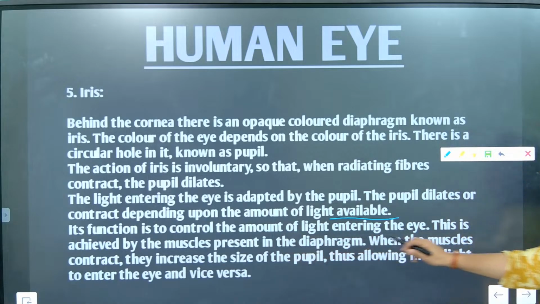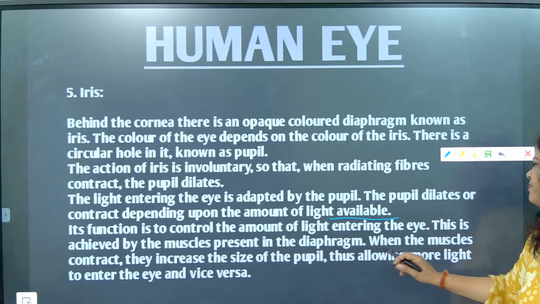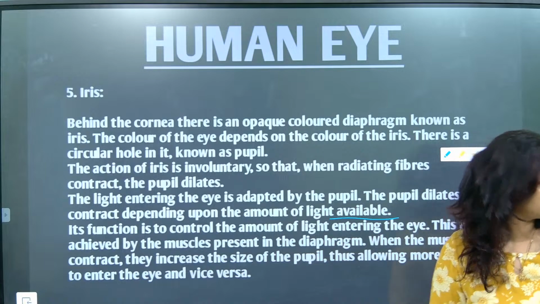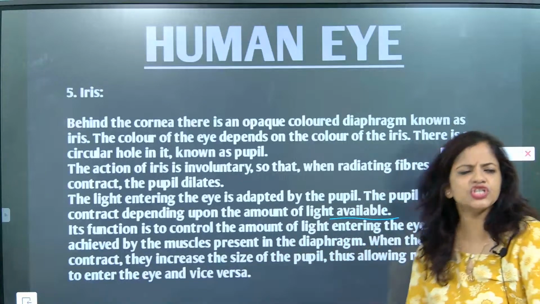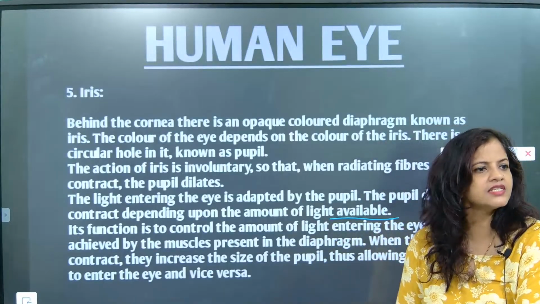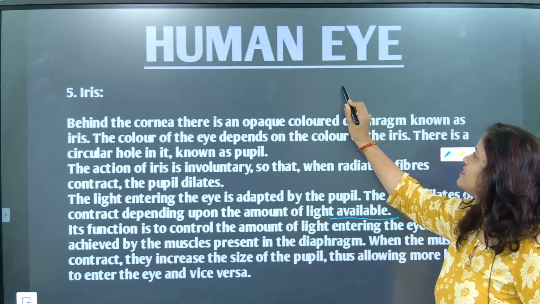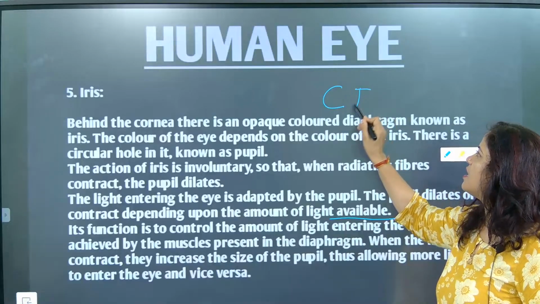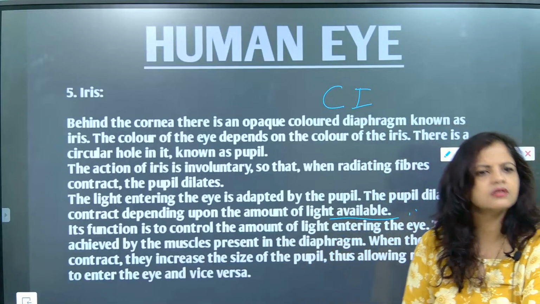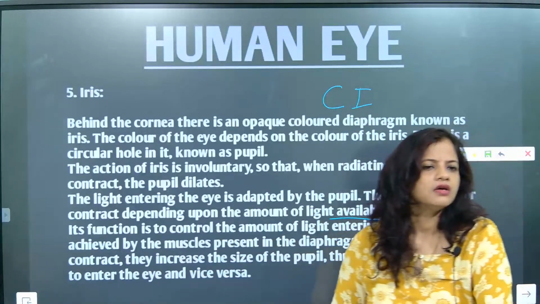Function is to control the amount of light entering. This is achieved by the muscles present in the diaphragm. When the muscles contract, they increase the size of the pupil. Understood? So contraction will increase the size. Now, CI. What did I say? C means contraction, I means increase. Understood?